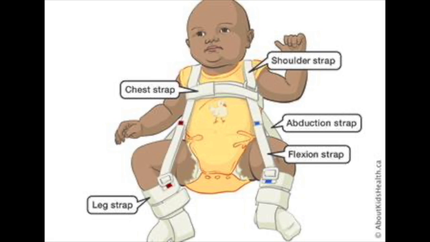Hip dislocation assessment using the Barlow and Ortolani maneuvers. In infants over 3 months, the dislocation may become relatively fixed, and the Galeazzi test can be used instead.